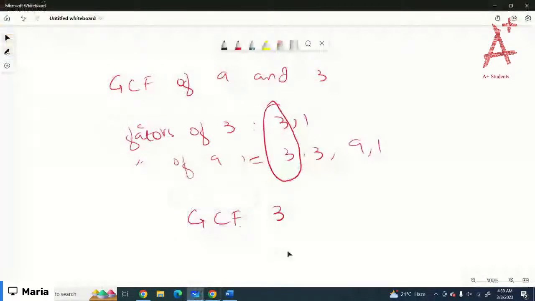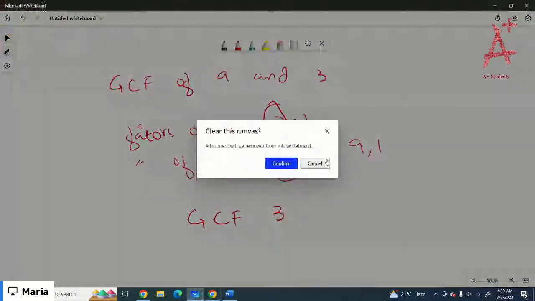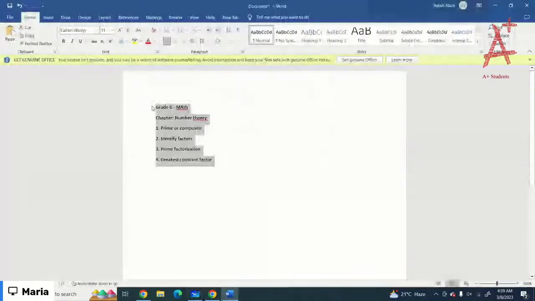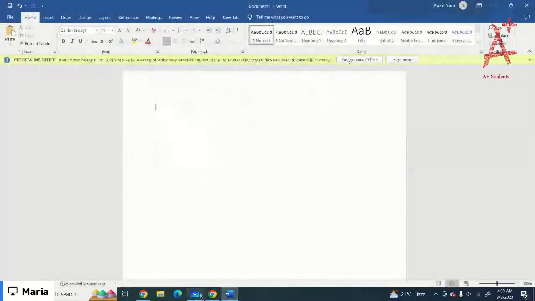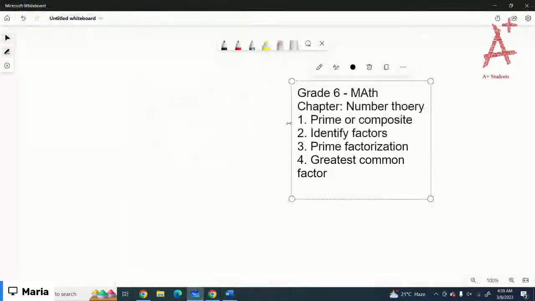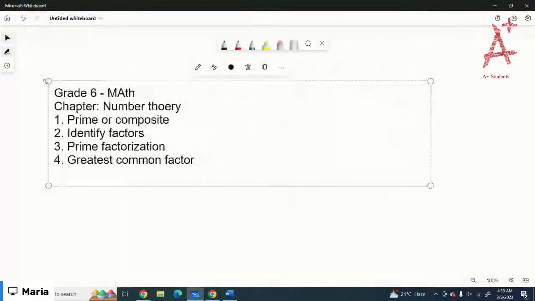So we were working on grade 6 maths. The lessons we have covered today are from chapter number 30. The lessons are prime or composite, identify factors, prime factorization, and greatest common factor.